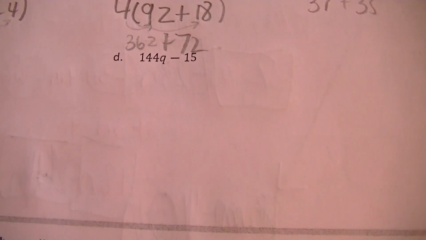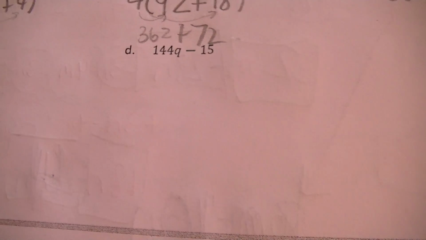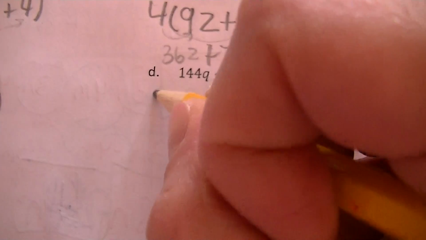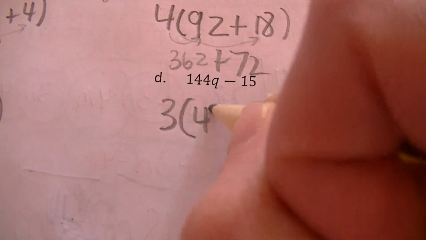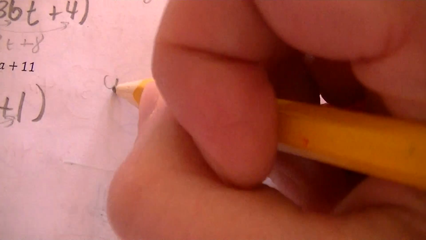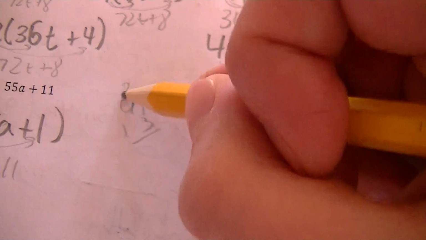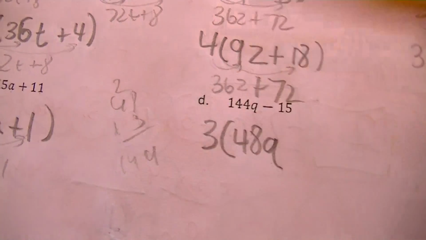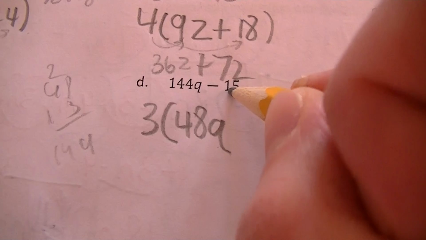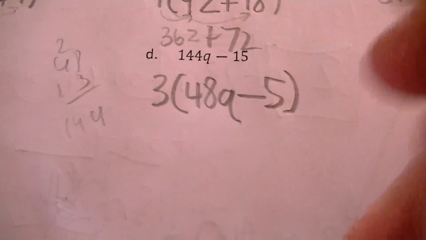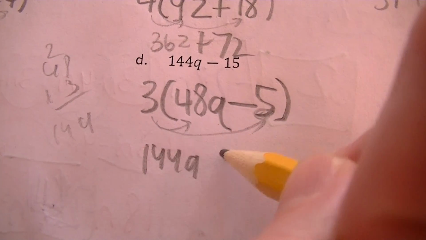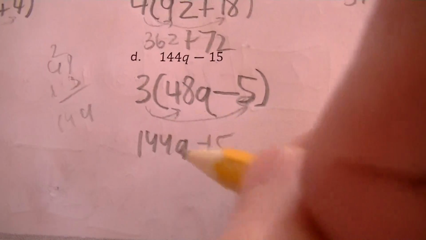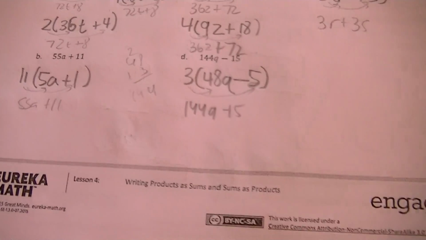What's the number that goes into both 144 and 15? So let's take out a 3. 3 times what number is 144q? And that is 48q. And then 3 times what number is a negative 15? It's negative 5. So that right there is 144q. That right there times that is negative 15. And you can find more if you can. Oh, that's it.